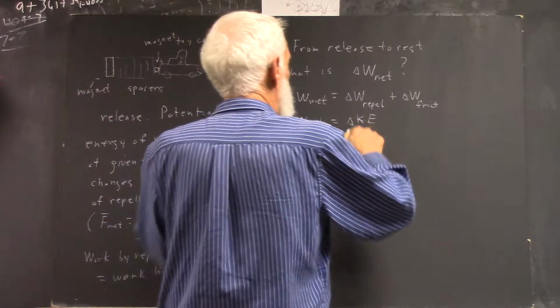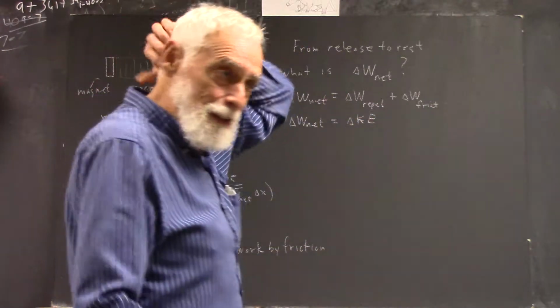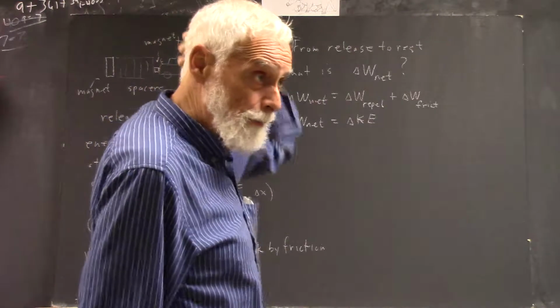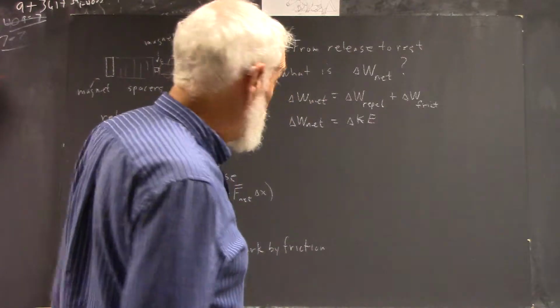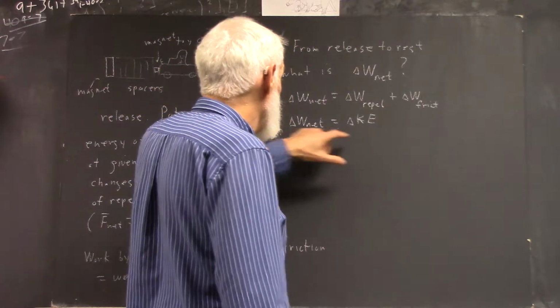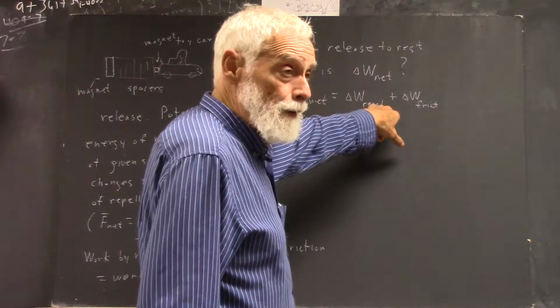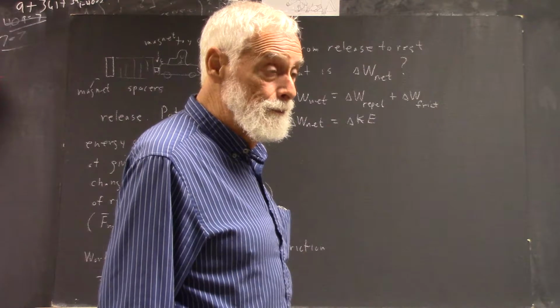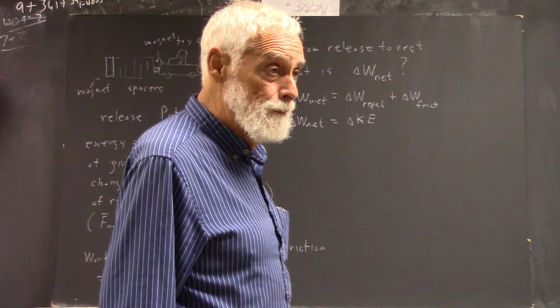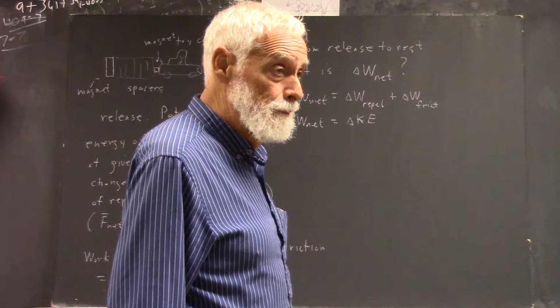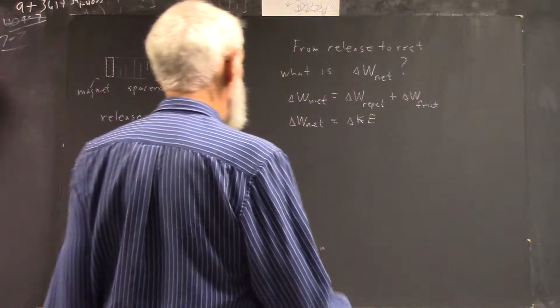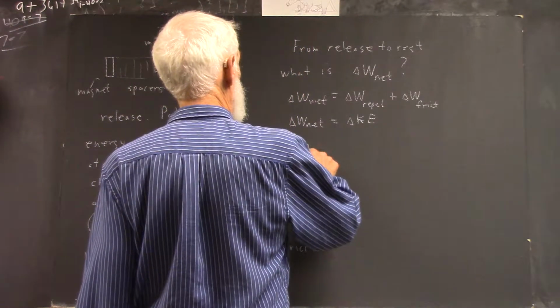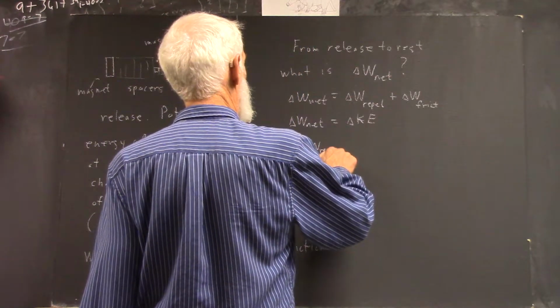And delta KE just stands for one half m v final squared minus one half m v naught squared, right? So delta W net is delta KE, and delta W net is this plus this. So what do you conclude? The change in kinetic energy is equal to the work done by the repelling force plus the work done by friction.